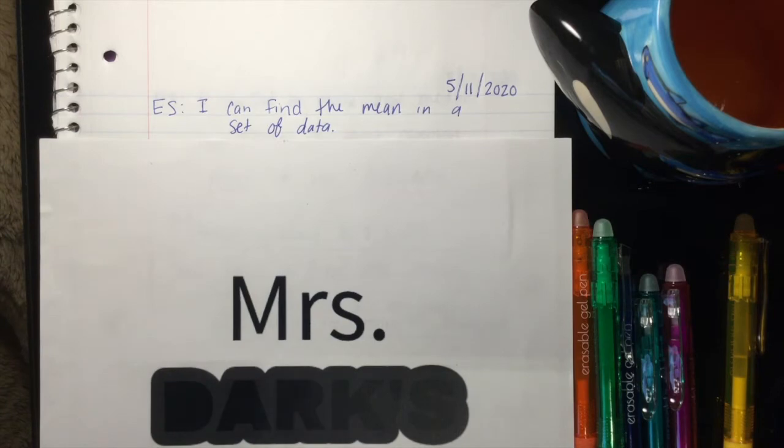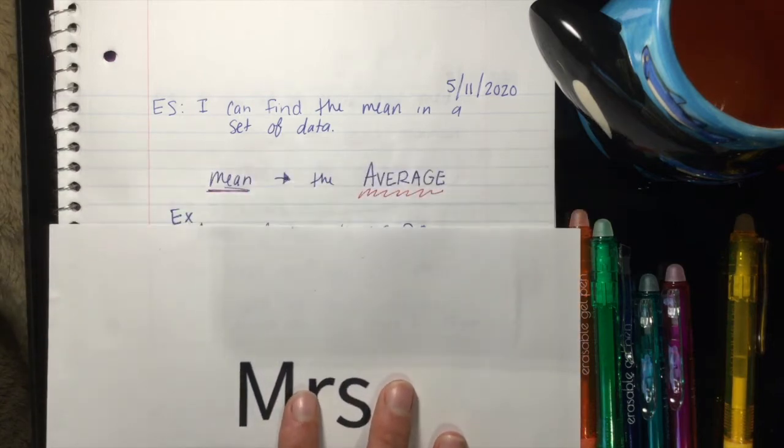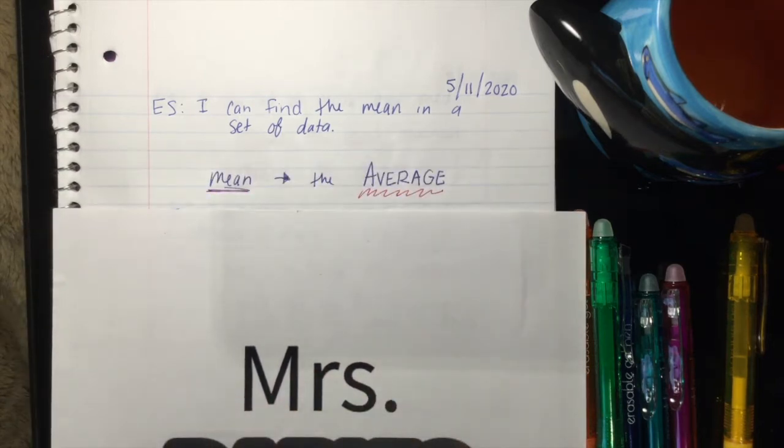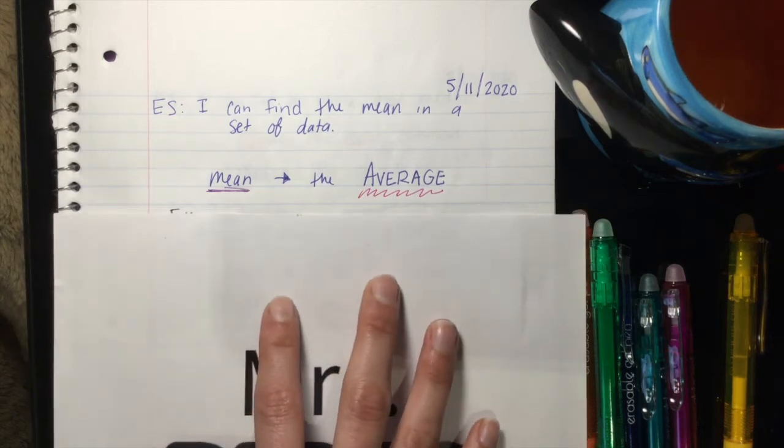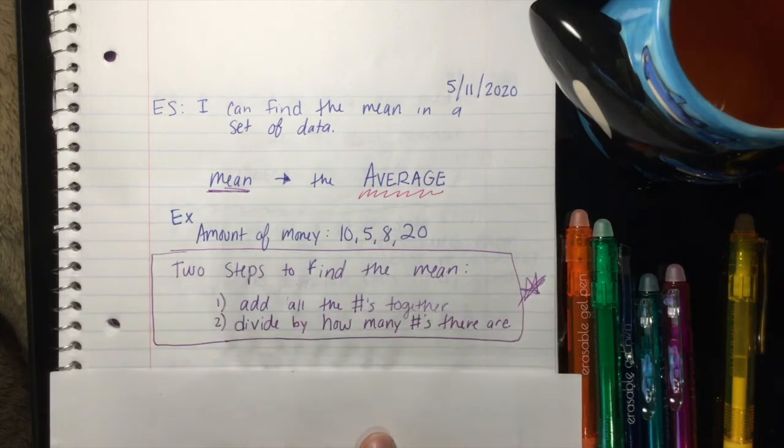So we're starting with the mean, median, mode, and range. This week, those are the 4 concepts we should be able to know by the end of the week. Today we're starting with the mean. The mean is basically the average. So mean is just the average of the set of data, or the average of the numbers that you have in front of you. So let's look at our example.